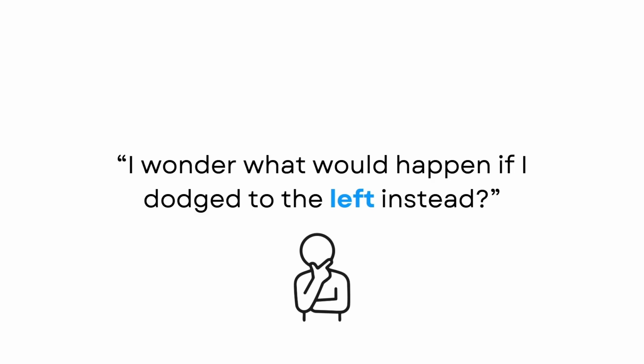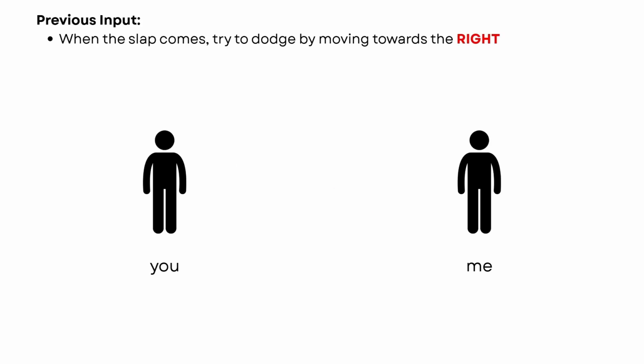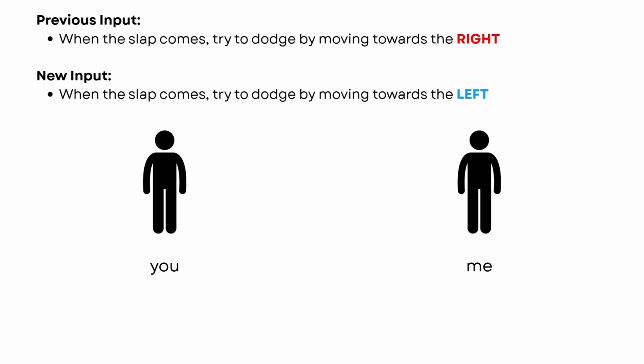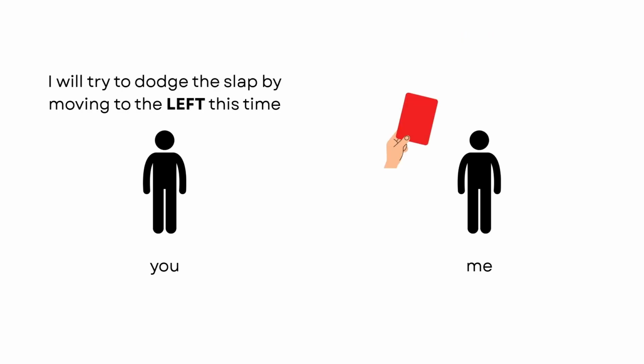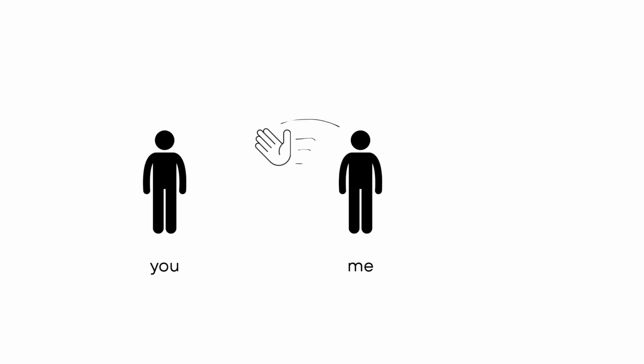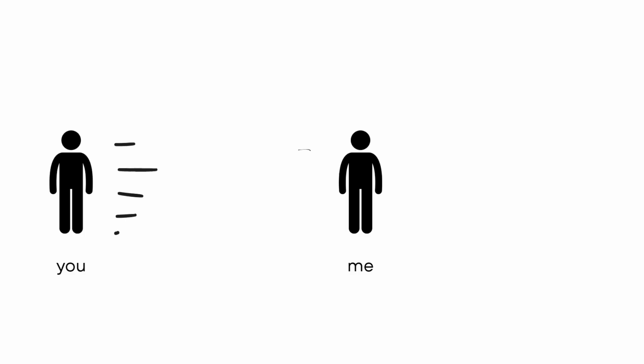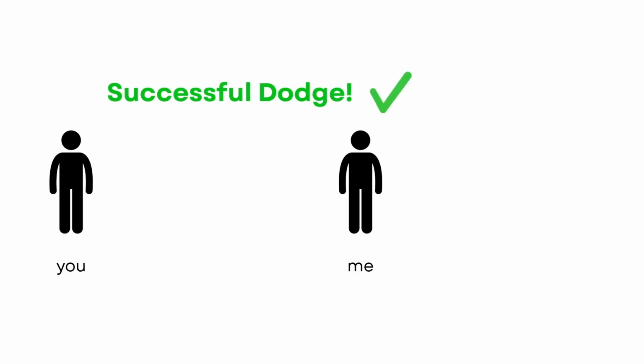So you're thinking, okay, well, what if I did the opposite? The previous input is when the slap comes, try to dodge to the right. Your new input is when the slap comes, try to dodge to the left. So I show you the red card. 3, 2, 1. You say, okay, I'm going to try to dodge by moving to the left. So I come in for the slap. You move to the left. Successful dodge. You did it.